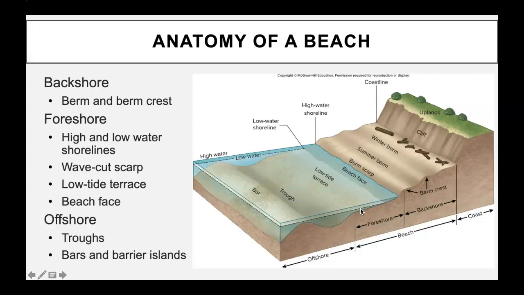They can have a wave cut scarp, so waves can come into those berms and cut it off, and you can have like a little step there. Low tide terraces, so at low tide there can be an obvious step down to a low level below the berms. There's the beach face. And then the offshore, there are troughs and bars. Troughs are going to be just low points, and bars would be like a sandbar.